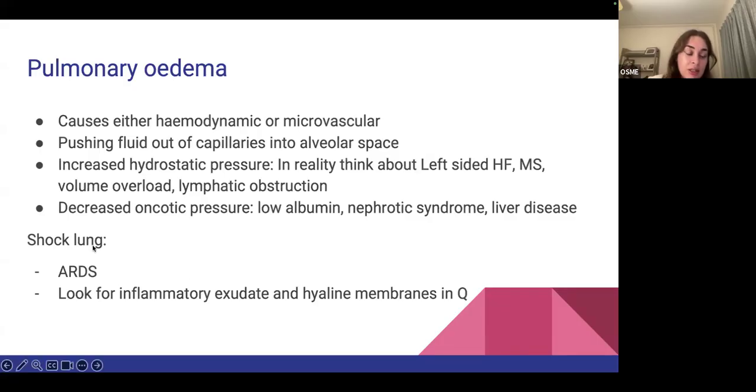Shock lung is a phrase that they like using in lab med, and this is to do with acute respiratory distress syndrome, so ARDS. And the question will mention something along the lines of inflammatory exudate and hyaline membranes. This was very common in COVID times. So patients caught COVID, they then went into ARDS, and they often were really unwell, admitted to ITU, and it was because they had pulmonary edema that they weren't able to kick off and they died. And the autopsy would often show inflammatory exudate and hyaline membranes.